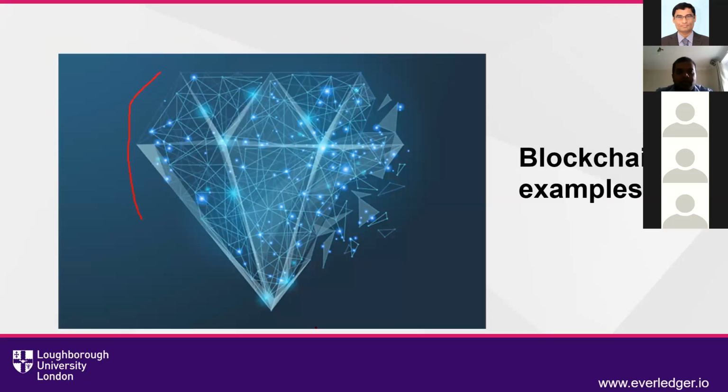People are using blockchain for diamonds, right? I worked with a company in London. It's called Everledger. Let me write it down if you can. Maybe I will type it in the chat. So the company name is called Everledger.